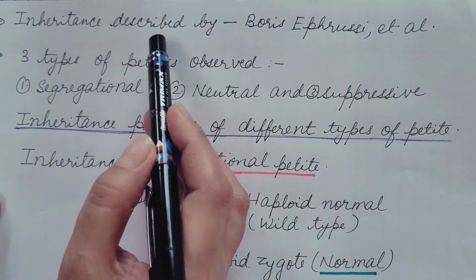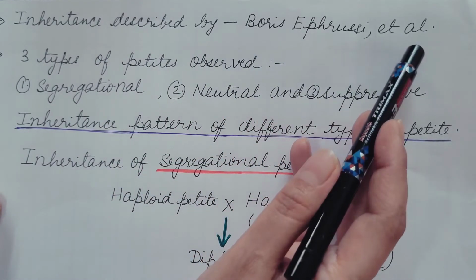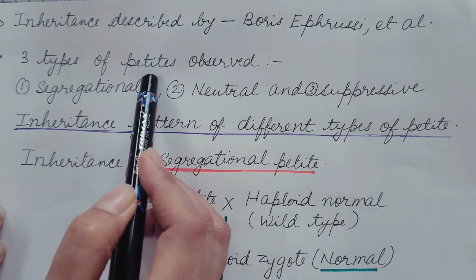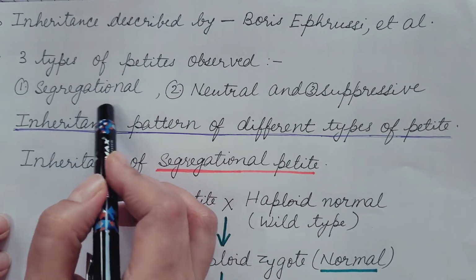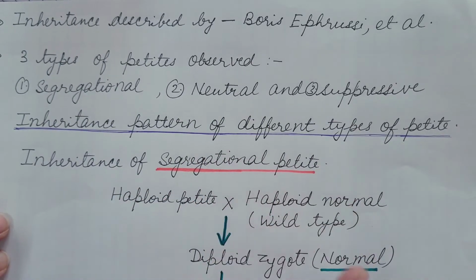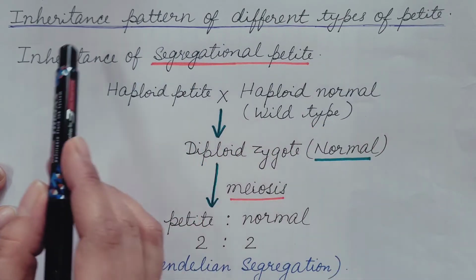Inheritance of these petites was described by Boris Ephrussi et al. What he observed was that there are three types of petites: segregational petite, neutral petite, and suppressive petite. Let us see their inheritance pattern one by one.